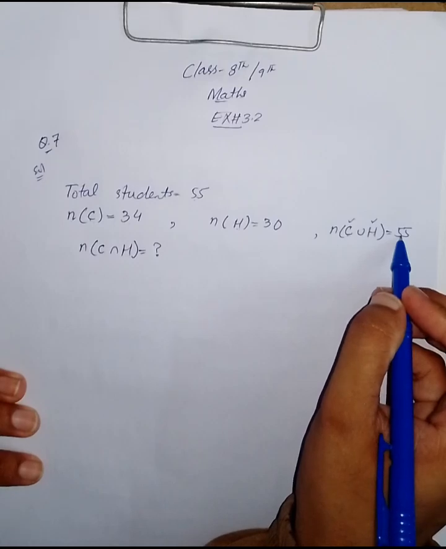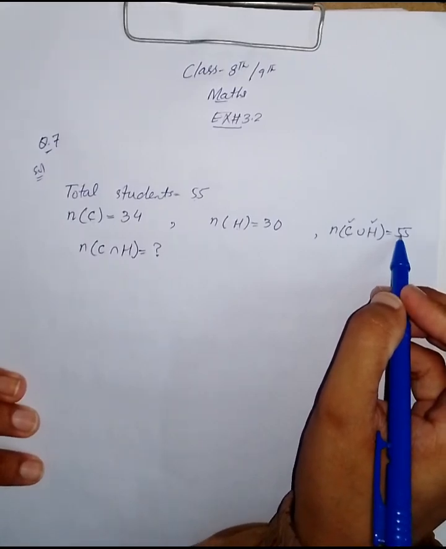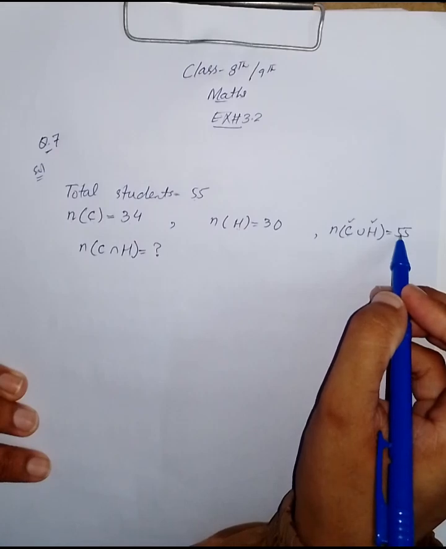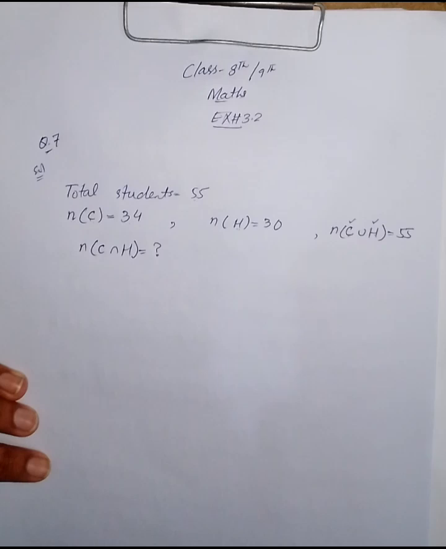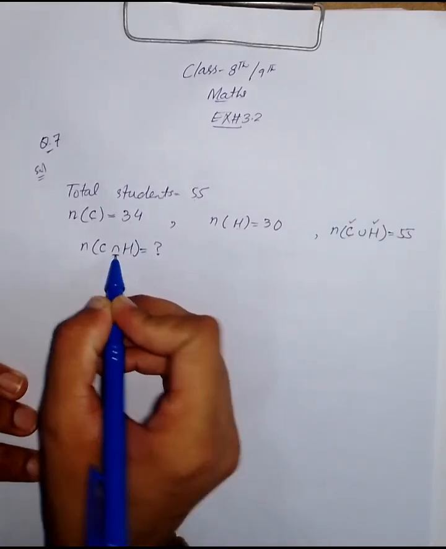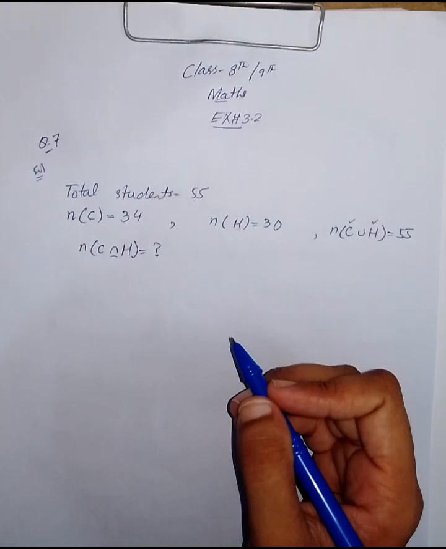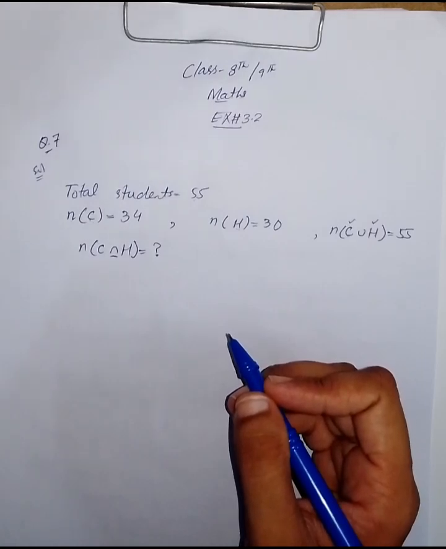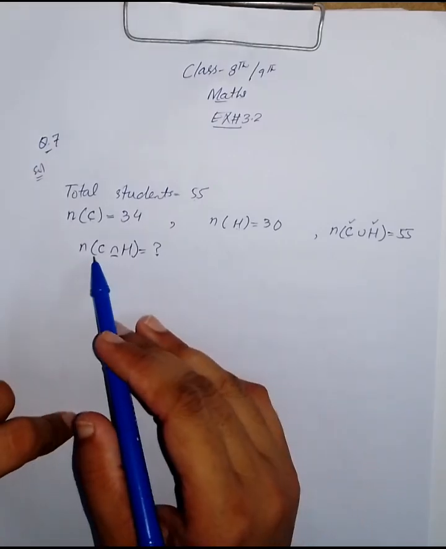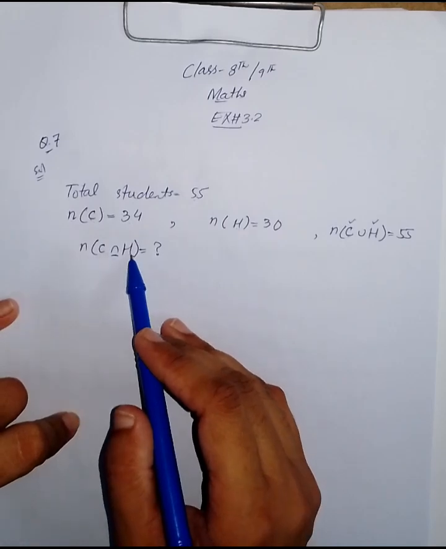Now what we have to find is how many students like to play both games. Both means how many students like to play cricket and also hockey, the students that appear in the cricket match and also in hockey. So there we will apply the operation of intersection. Wherever in set problems we get the word both, there will be the operation of intersection. So we have to find the number of students in C intersection H.